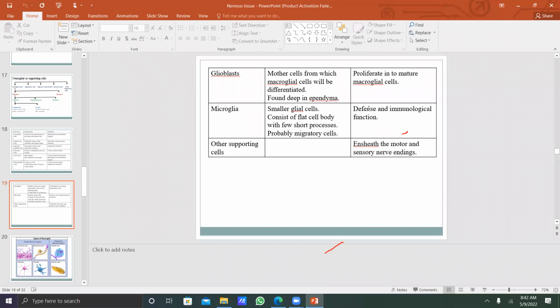Okay. And then you have these microglia. Microglia are the small glial cells. They have a flat cell body with few short processes. They have defense and immunological function in the nervous system. They are the cells which give the defensive function and the immunological support for the nervous cells in the nervous system. And there are some other supporting cells which help to ensheath the motor and sensory nerve endings.